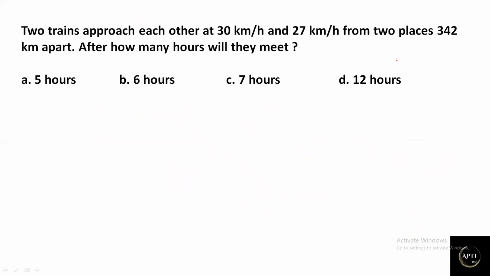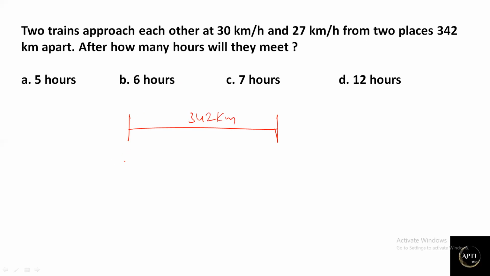Two trains approach each other at 30 kilometer per hour and 27 kilometer per hour from two places 342 kilometers apart. After how many hours will they meet? It's a very simple question here. Two trains approach each other from two different places. Let's consider these are the two different places. The distance between these two places is 342 kilometers.